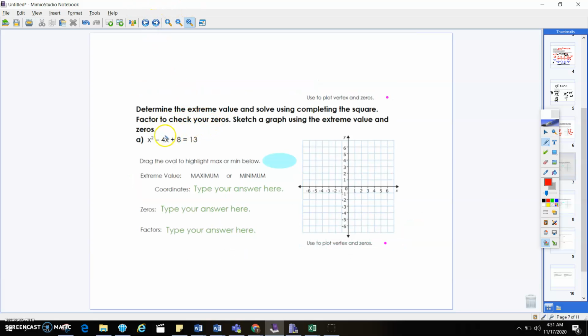Determine the extreme values by solving with completing the square, factor to check your zeros, and then sketch a graph using the extreme values and zeros. Same concept. We're going to take x squared minus 4x plus 8 equals 13. I'm going to move c to the other side. But first I'm going to check, is this factorable? No. So I move it and get x squared minus 4x plus blank equals 5. I'm going to take my b, divide by 2, and square it and add it to both sides. So negative 4 divided by 2 is negative 2. Negative 2 squared is positive 4.